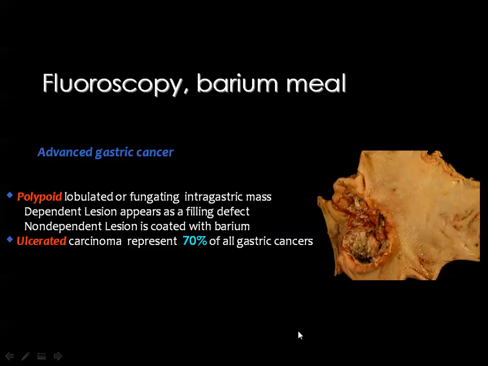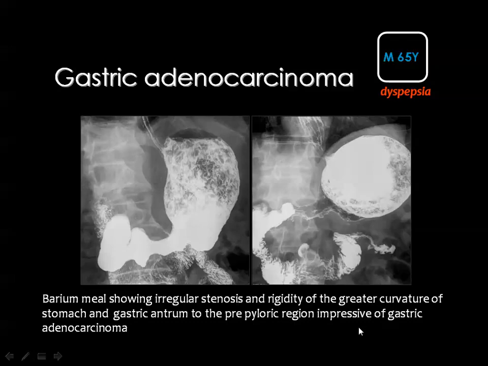Bulboid lesions, if they are dependent, will appear as a filling defect, while if they are non-dependent, they will be coated with barium. Then ulcerated carcinoma will show the typical appearance of an ulcer with an everted edge and interruption of the mucosal line.